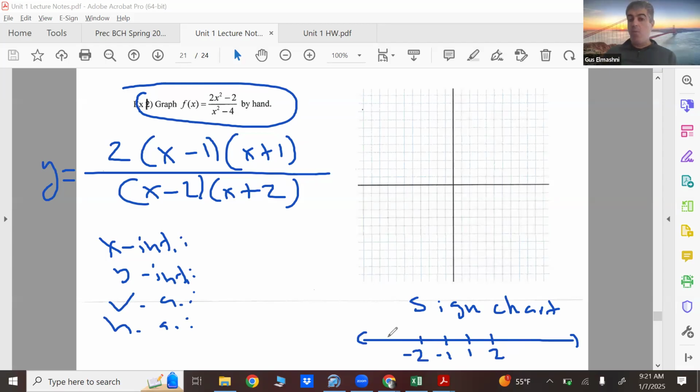Okay. What are my x-intercepts? What do you guys think? What are they going to be? Yeah, because it's where it makes the top 0. Because remember, the top is 0. Y is going to be 0, right? Remember, we have an x-intercept. You want y to be 0. That's going to happen when the top is 0.